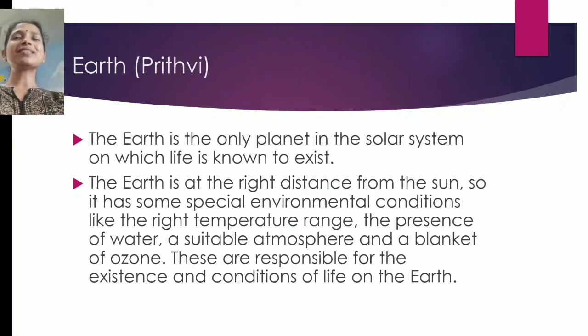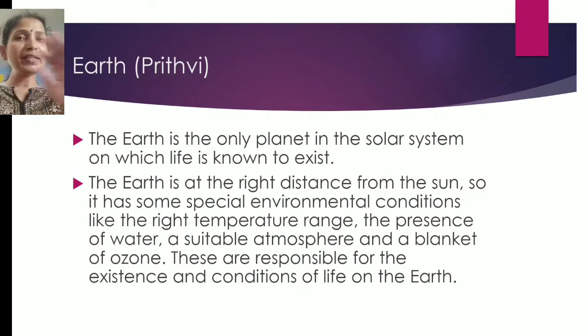Now we will move towards the next planet, that is our Earth, हमारी Earth, Prithvi, Vasundhara. The Earth is the only planet in the solar system on which life is known to exist. अपने solar system में the only one planet जिस पे life exist है, that is पृथ्वी, means Earth. The Earth is at the right distance from the Sun. Why does life exist on the Earth?